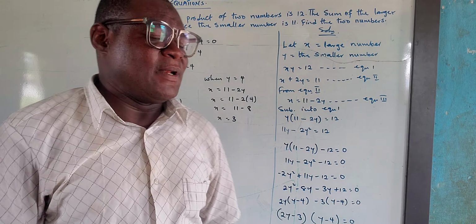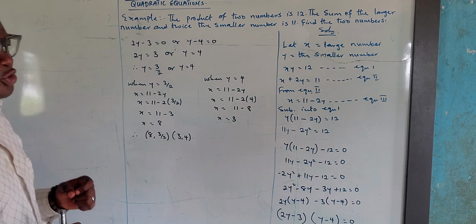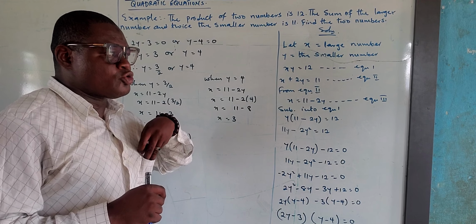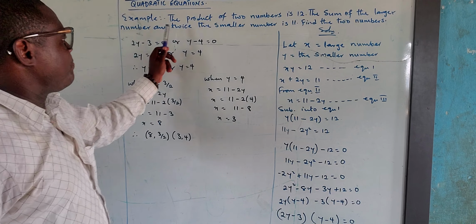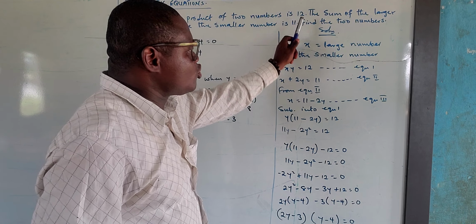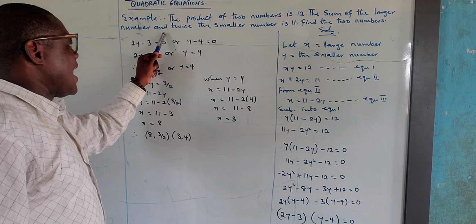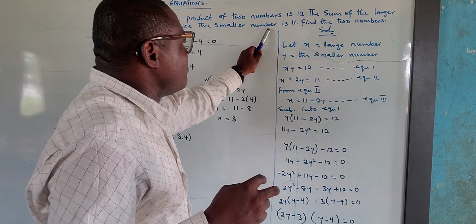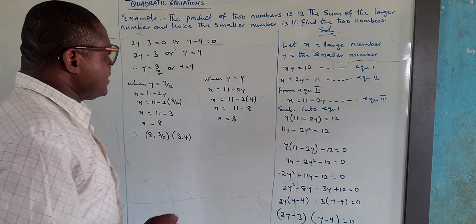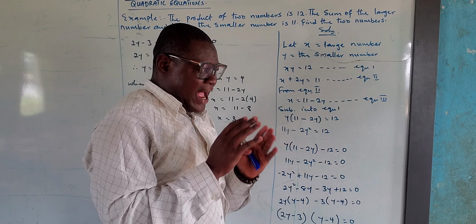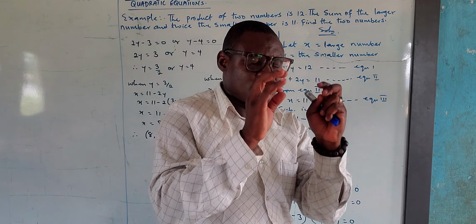If we are saying word problems in linear to quadratic equations, that implies that we are using a word problem to solve a linear equation. Now, for example, the product of two numbers is 12. The sum of the larger number and twice the smaller number is 11. Find the two numbers. If we are going to solve that, we have to let, because this question is giving us a 2-in-1 solution.